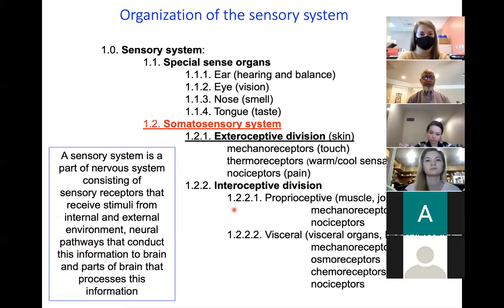Okay, so that's how the organization of sensory system is done. You see, we have two types of sensation again. Just to summarize, one is special sensation, the other one is the somatic sensation. Okay, the somatic sensation again is divided into two groups: the exteroceptors and interoceptors, exteroceptive division and interoceptive division.